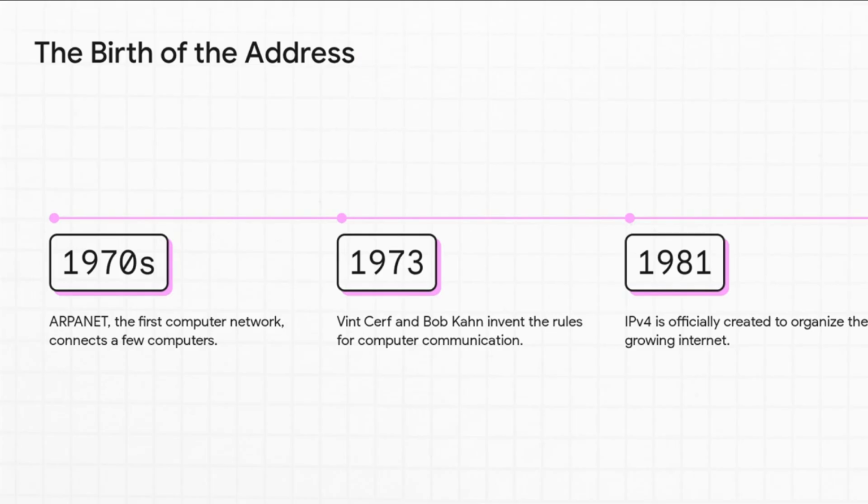You know, this whole thing didn't just pop up out of nowhere. Back in the 70s, the internet was this tiny little network called ARPANET, just a handful of computers. But as it grew, guys like Vint Cerf and Bob Kahn realized, whoa, if this thing keeps growing, we're going to need some kind of organized system or it's going to be total chaos. So by 1981, the first official system, IPv4, was born.